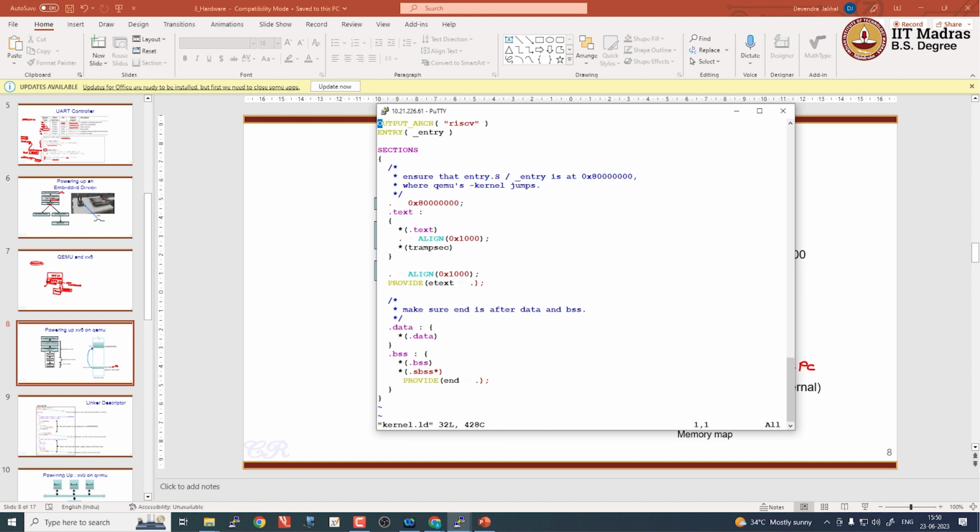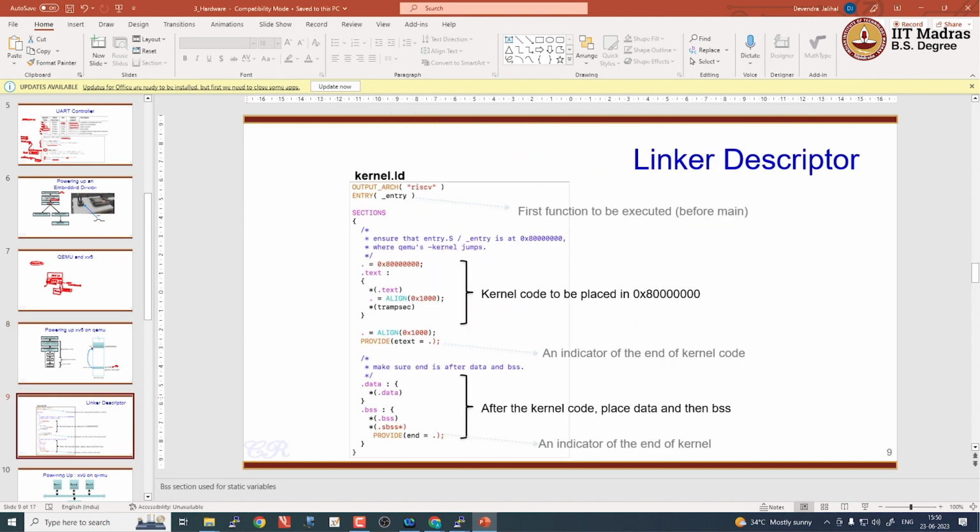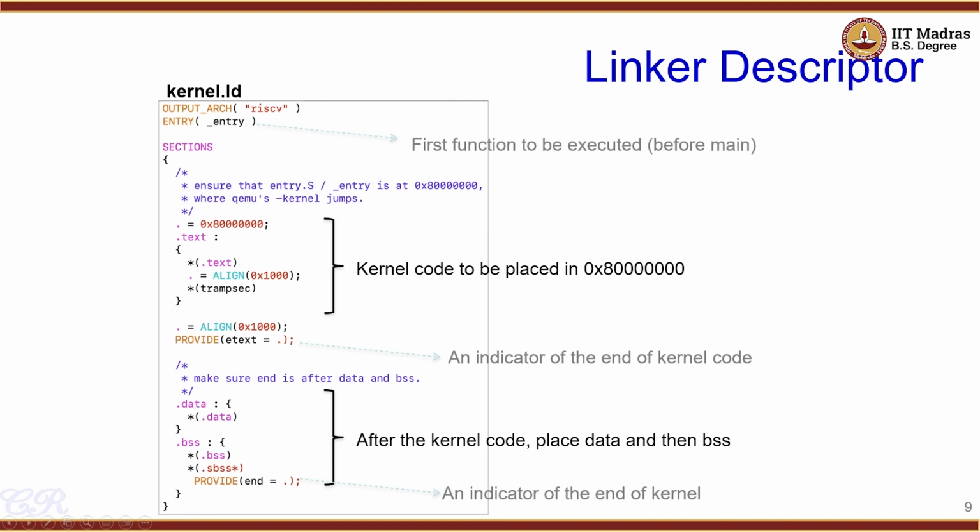Here, for instance, I can go back to my slide because I have a slide for this. This is the structure of your kernel.ld, and what we see over here is the symbol OUTPUT_ARCH riscv, indicating that this is a RISC-V executable, and then we have various sections.